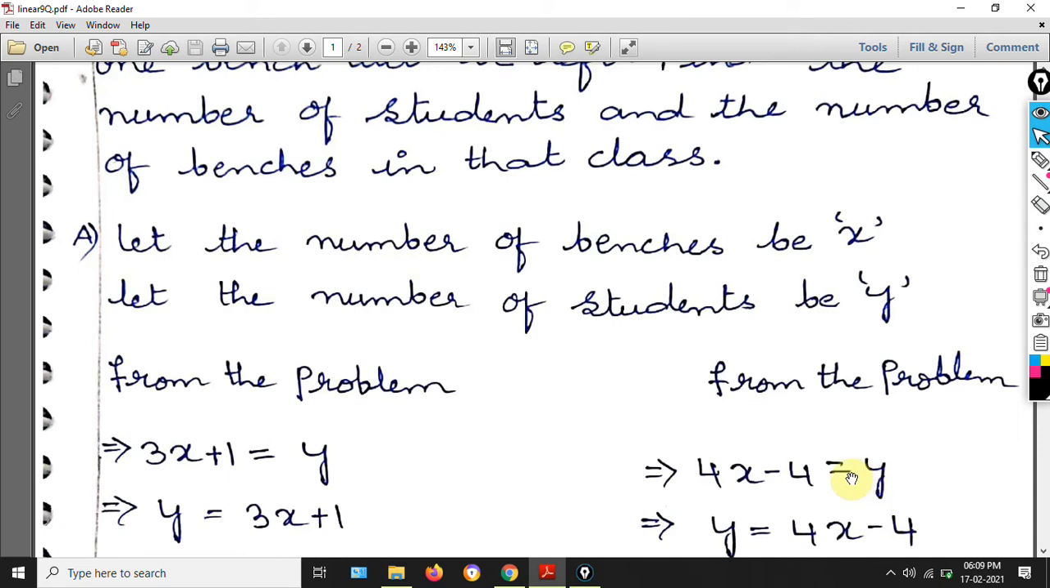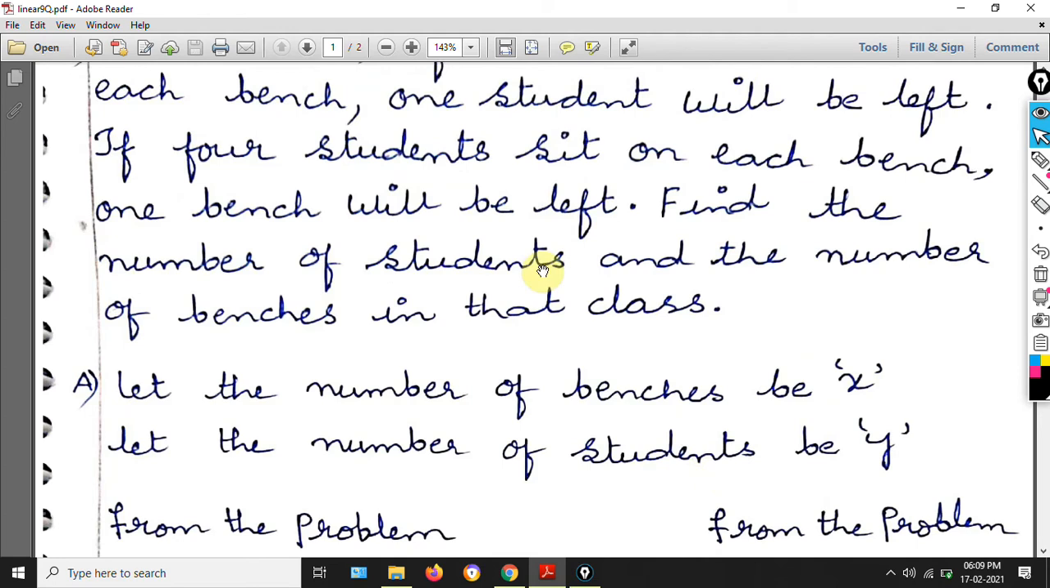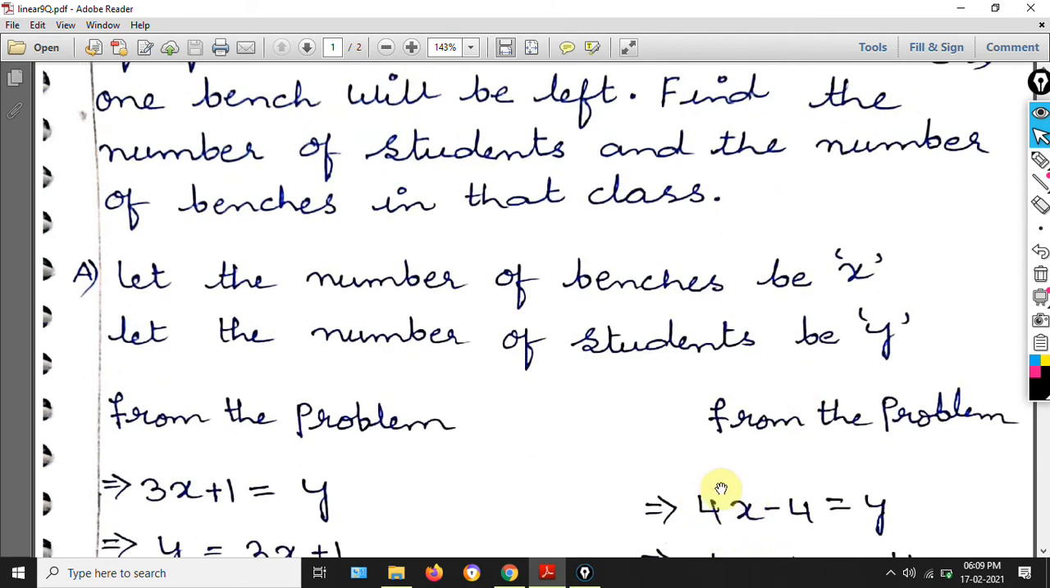So y. Okay, here what are we writing? Here we are writing the total number of students. That only we are writing, using the condition. See once more. If 4 students sit on each bench, so 4 students are sitting on each bench. How many benches did we take? x. So total number of students, how much will we get? 4 into x. If we multiply the number of students sitting on each bench by the number of benches, we will get the total number of students. So 4 into x, 4x is the number of students we got.